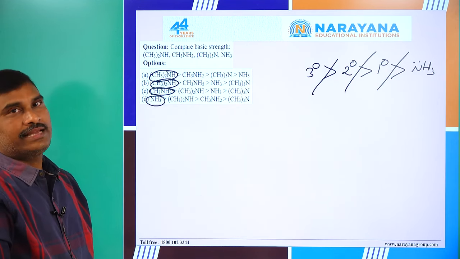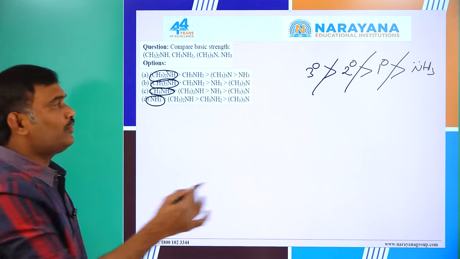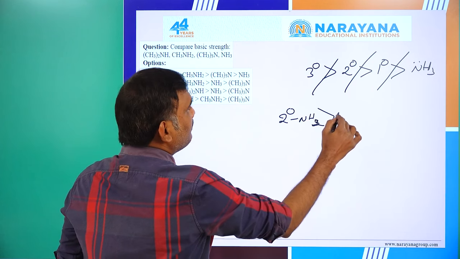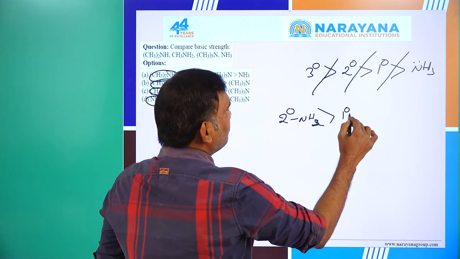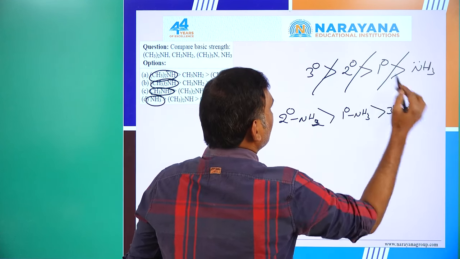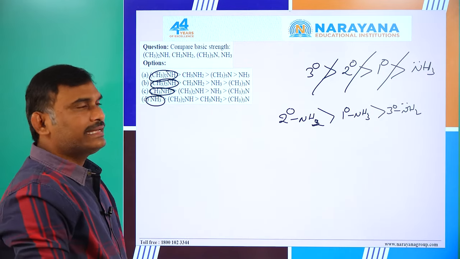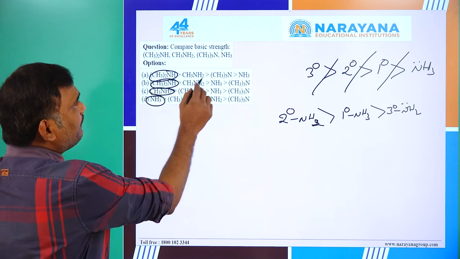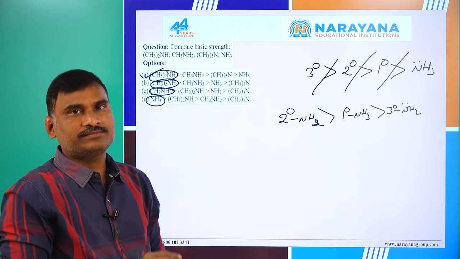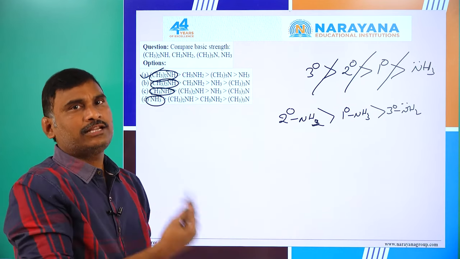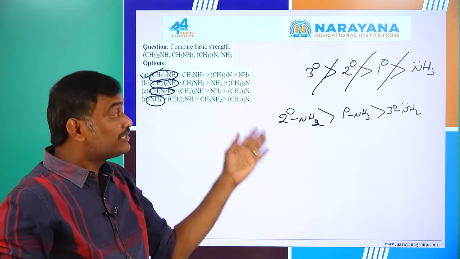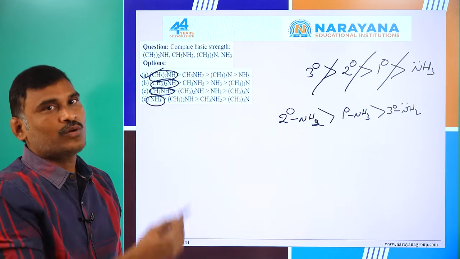Whenever aqueous solution is given, what do you know according to our knowledge? Secondary amine is more basic than primary amine, which is greater than tertiary amine. Secondary, primary and tertiary should be the answer. Say yes or no? So it should be the aqueous phase, while the alkyl group is methyl. If it is ethyl, secondary, tertiary, primary is the answer. That's why it should not be the gaseous phase. It should be aqueous phase only.